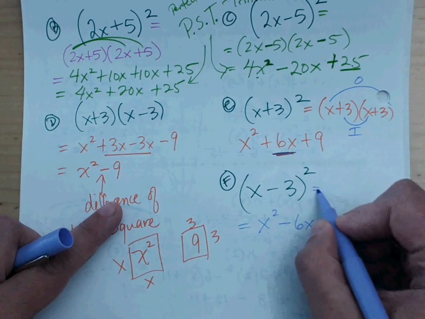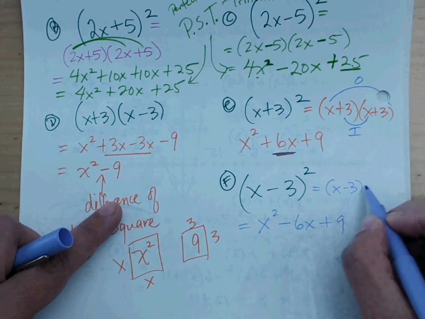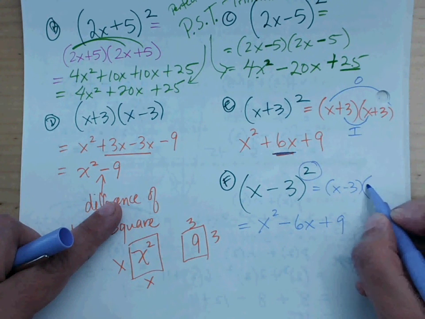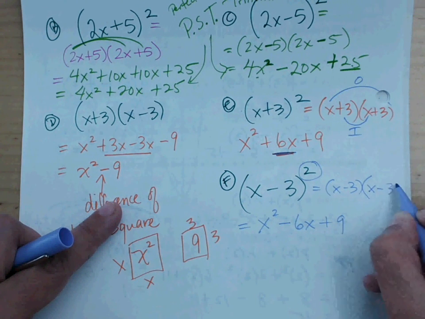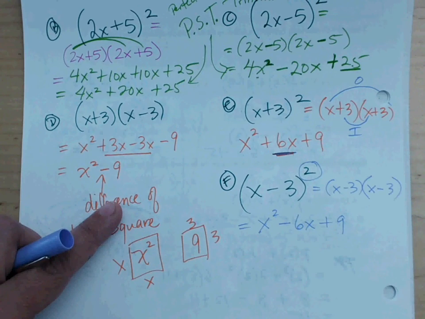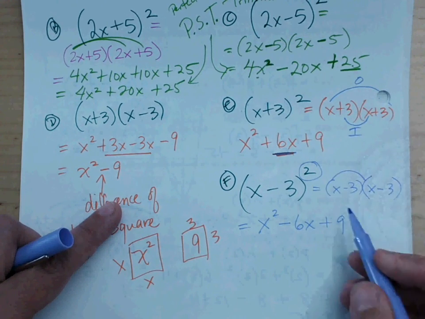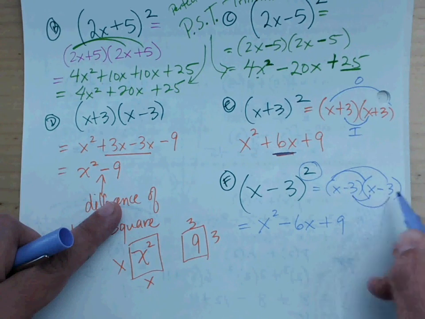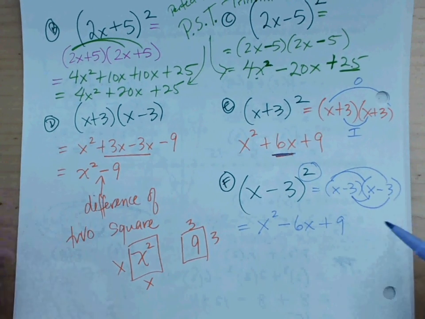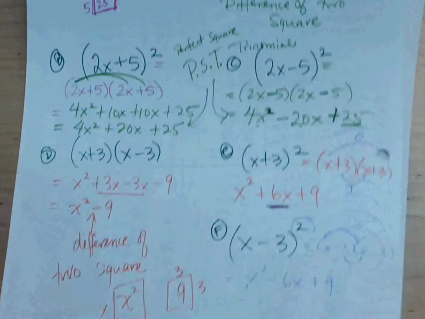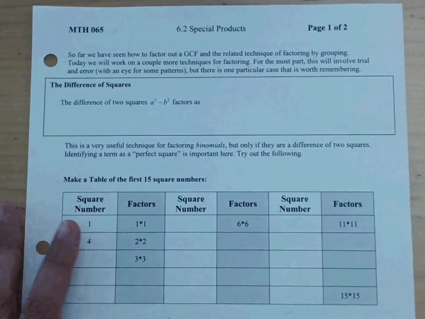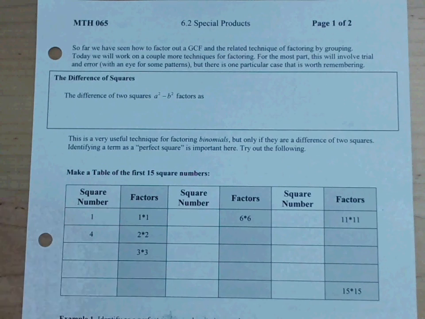You would have to take x minus 3. Whenever I square something, I multiply it by itself, right? First, outside, inside, last, right? FOIL. Okay, so it's just a little review from chapter 5, leading us into special products.